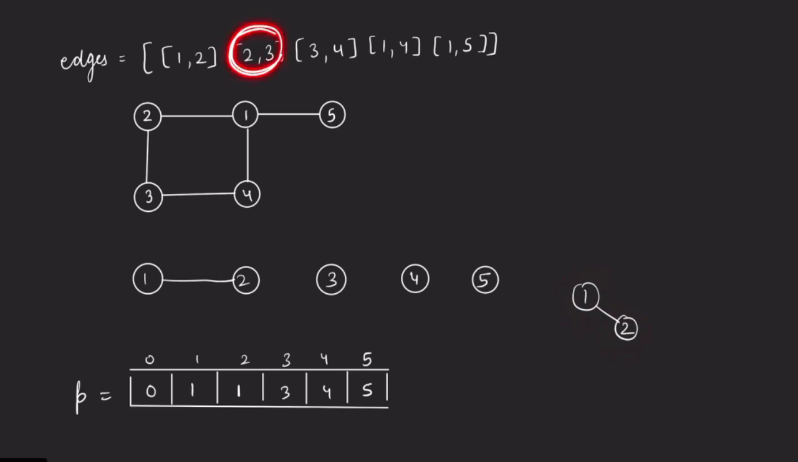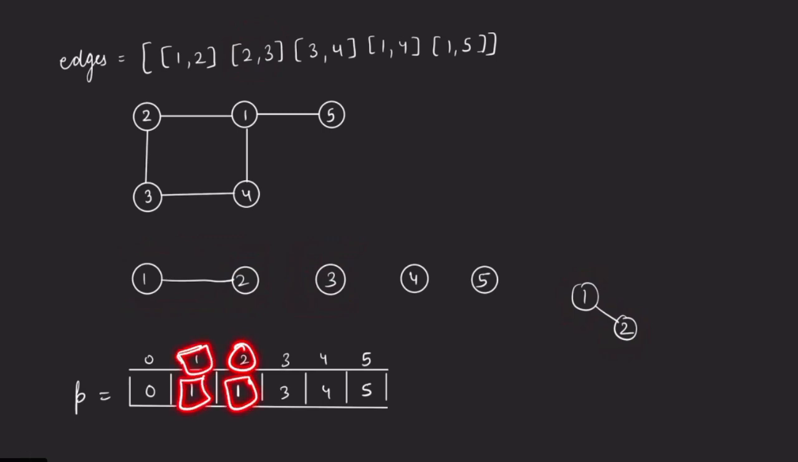Then the next edge that comes is 2, 3. That means we need to join this node and this node. Right now, these two are part of different components. And how will you identify that? Through the find function. Find function will return you the parent of 2 and the parent of 3. What is the parent of 2? It is 1, so we will go to 1. And what is the parent of 1? 1 itself. So ultimately, the parent of node 2 is 1 and that of node 3 is 3. So the parents are different, that means these are part of separate components and they can be joined together, right? So we join them.